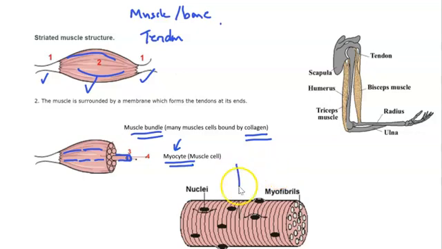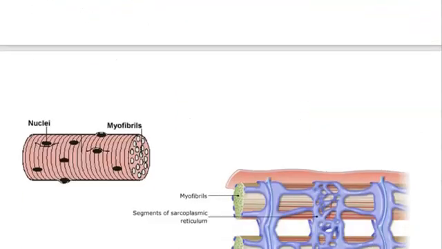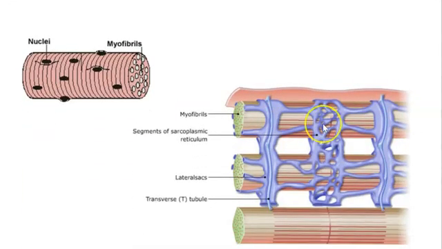And this is an image here of the individual myocyte. If I just move to the next diagram, the myocyte, myo being muscle, cyte being cell. First thing is that they are multinucleated structures, and within them are what are called myofibrils.